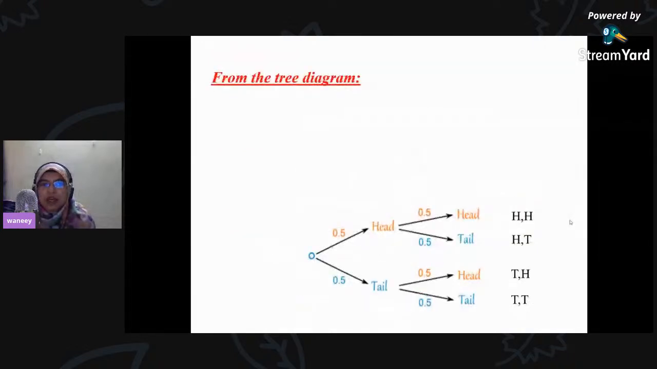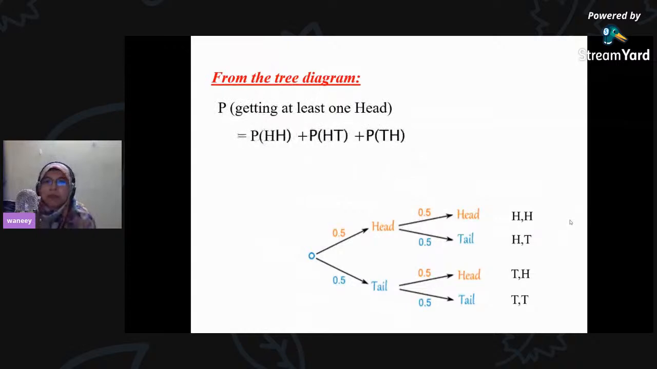Okay, so to find the probability, we need to multiply along the branch. So in order to get head, probability of head, this one is simply equal to 0.5 multiplied by 0.5, so 0.5 square. So that is how we get head times head. How to get probability of head times tail? So probability of head times probability of tail. So again, this is 0.5 square.